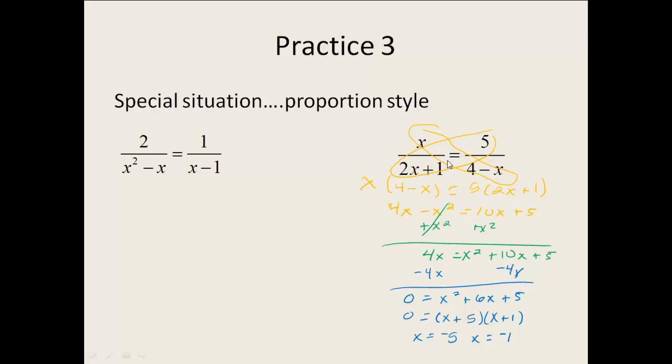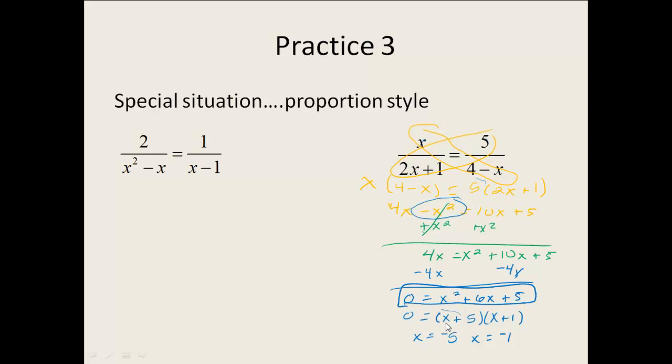Okay, when I did the cross products for this one, I had x times 4 minus x, I go diagonally, equals 5 times 2x plus 1. Distributed that out, and then I did my algebra. I brought this x squared over to the right because on the left side it was a negative and I want it to be a positive when I'm working with it, so I brought it over to the right side. Then I moved the 4x over and got down to this equation, 0 equals x squared plus 6x plus 5.